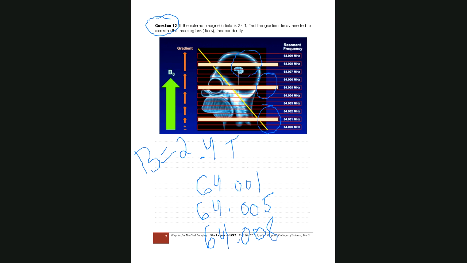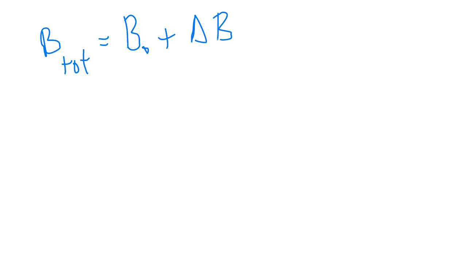Okay, let me just write down 64.001, 64.005, and 64.008. These are the frequencies, and the external B0 is equal to 2.4. Now he wants to calculate or find the gradient field. Let me just go to the whiteboard here. Now we know that B total is equal to B0 plus the gradient field delta B.